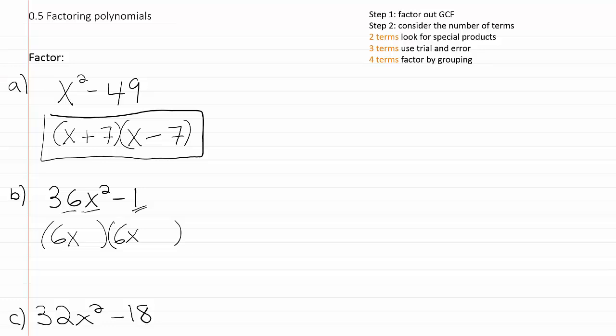And then we take the constant back here, 1, and the root of 1 is of course 1, so we'll take that and put it in the back of each parenthesis. And then we know we put a sign of each, so we'll have plus and minus. So in each parenthesis we have a 6x and a 1, and then we have the 2 different signs split between the parentheses. Okay.